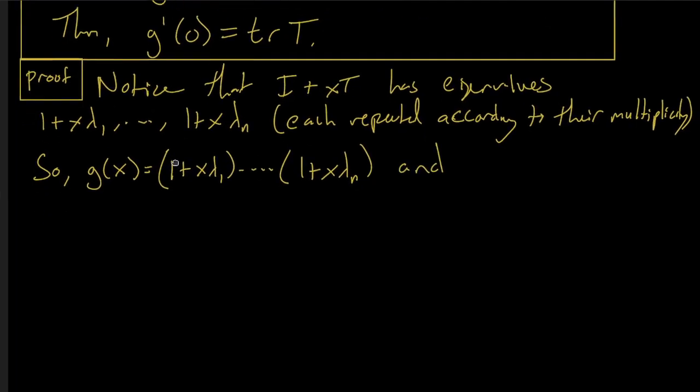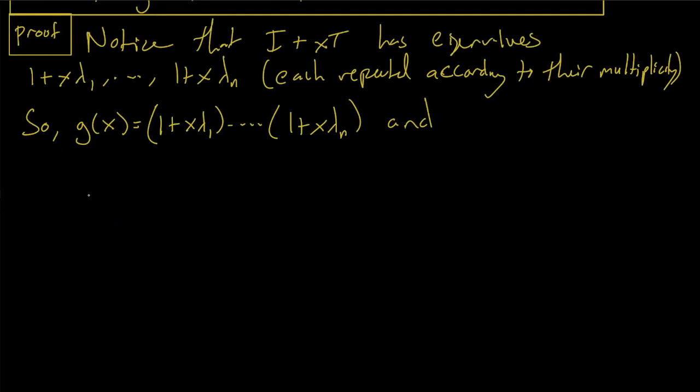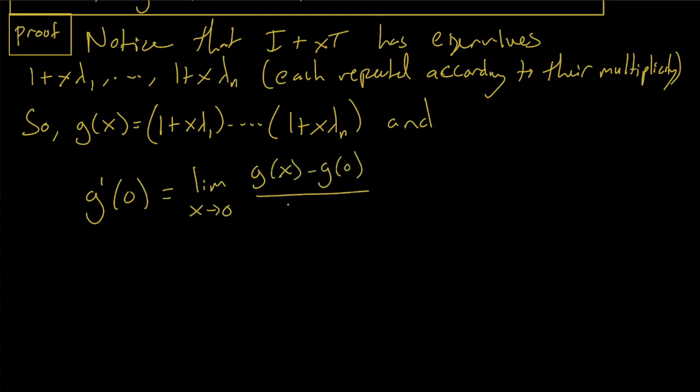And now we'll just do a little bit of calc 1. Check this out. G prime of 0, well, this is the limit as x goes to 0 of G of x minus G of 0 over x minus 0. Yeah? Nothing too crazy right there. This is just looking at secant lines, and we're taking the limit of progressively closer points until we get to a tangent line in the limit.